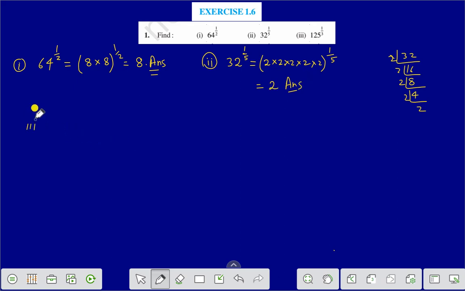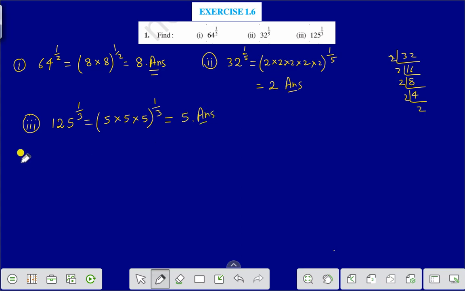Now question number 3. Question number 3 is 125 to the power 1 by 3. Or it can be written as 5 into 5 into 5 to the power 1 by 3. Therefore the answer we are getting is 5. That is the answer. We can solve it in another way also.